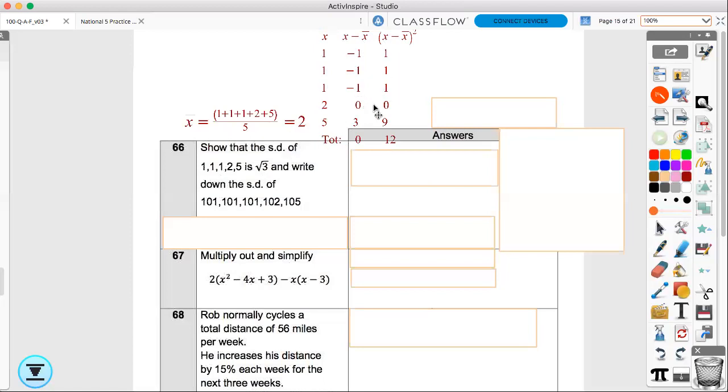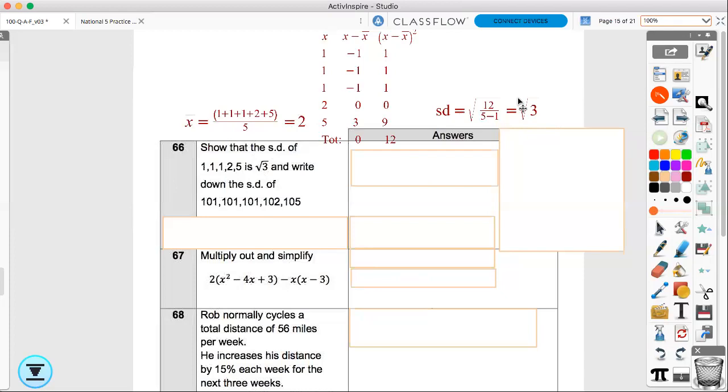Now we square them all. We get 12. And we're going to use the standard deviation formula, which is √12 over, remember it's n minus 1, which is 4, which is √3. So now you've shown that the standard deviation is √3, and we've got the right answer. So you get 1 mark for this table, 1 mark for the mean, and 1 mark for showing it. So this question would be 3 marks.